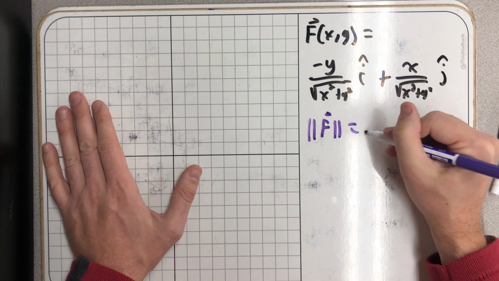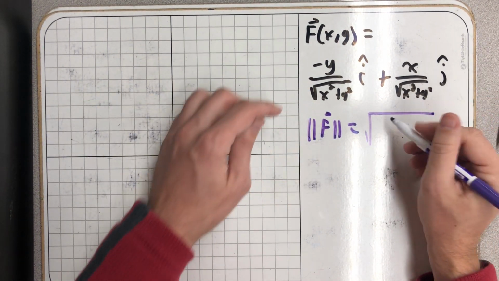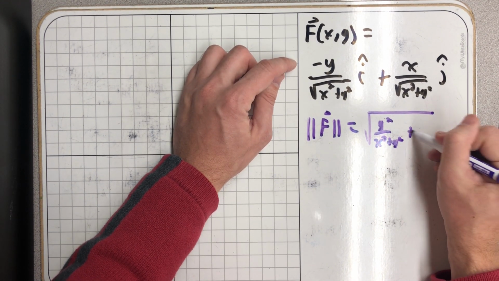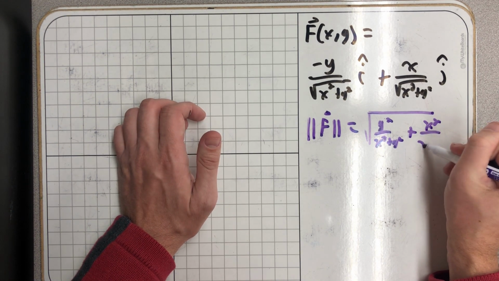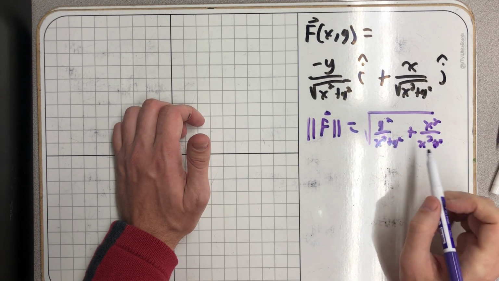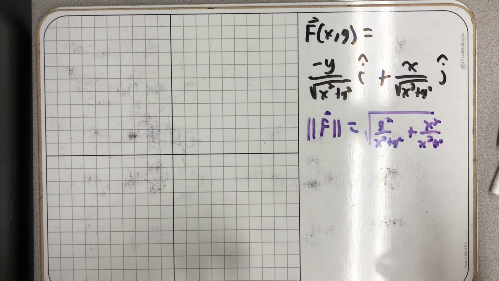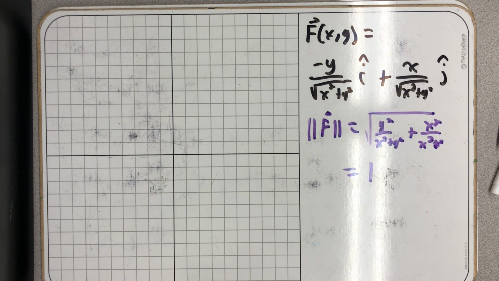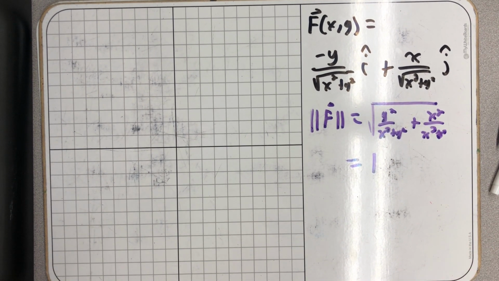Okay, so let's see. I need to square both components and add them together, so I'd end up with y squared over x squared plus y squared plus x squared over x squared plus y squared. I already have a common denominator, and I get x squared plus y squared over x squared plus y squared. This vector field is entirely comprised of unit vectors. So every vector I'm going to draw is going to have exactly the same length.